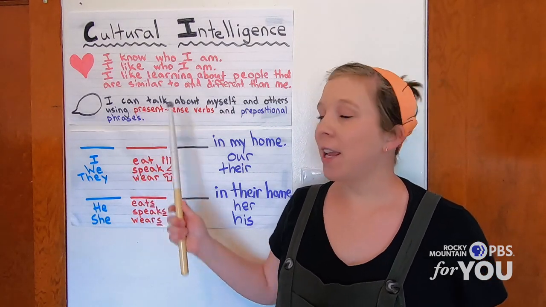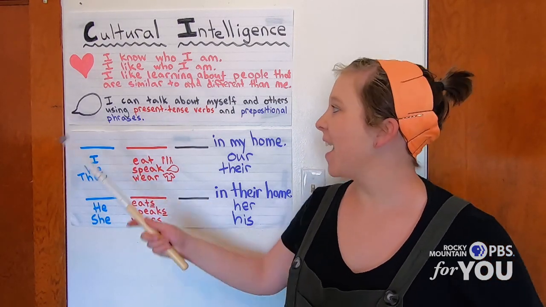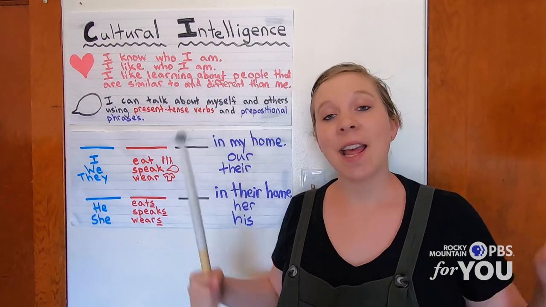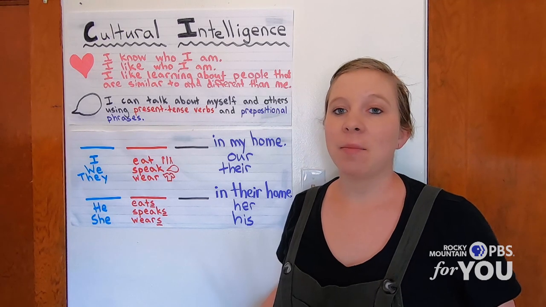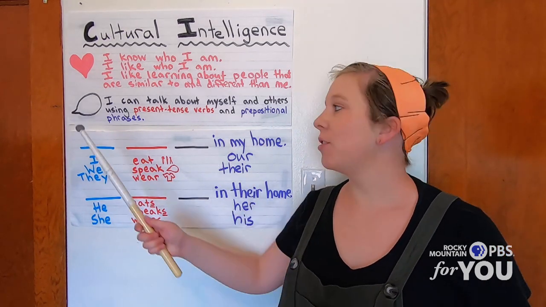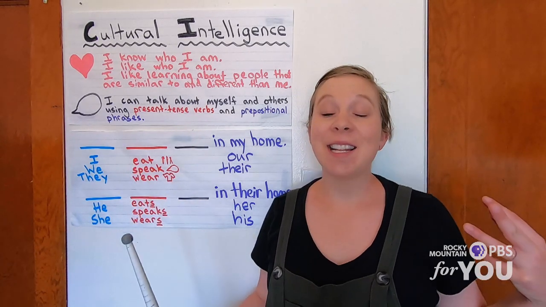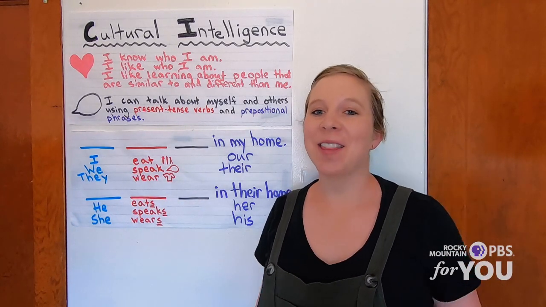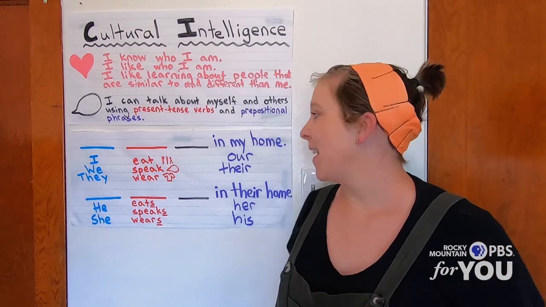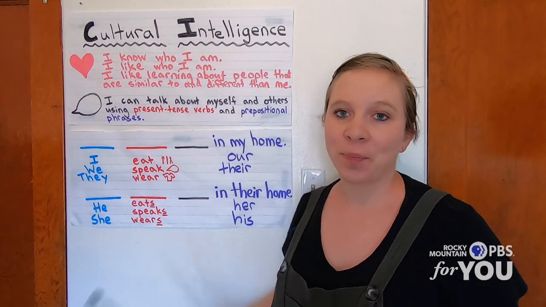So our language goal for today is I can talk about myself and others using present tense verbs. That means I'm talking about right now. And prepositional phrases. That means I'm talking about where things are. So today, our prepositional phrase is in my home.